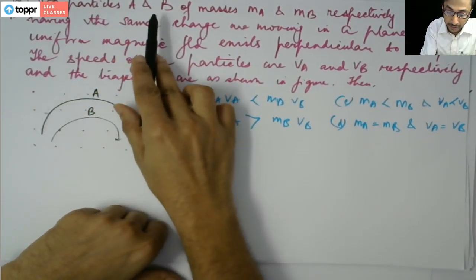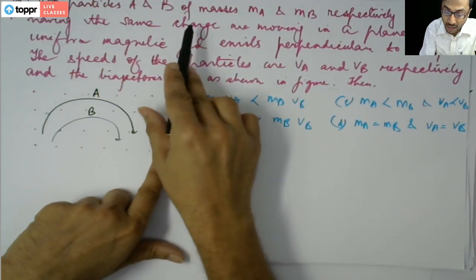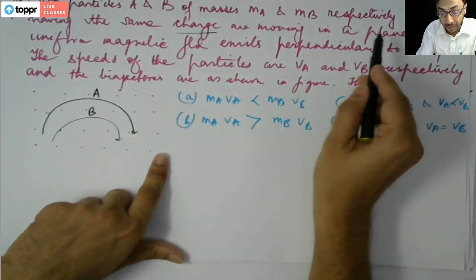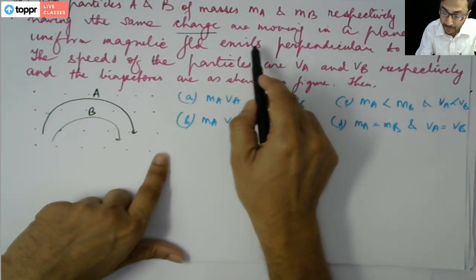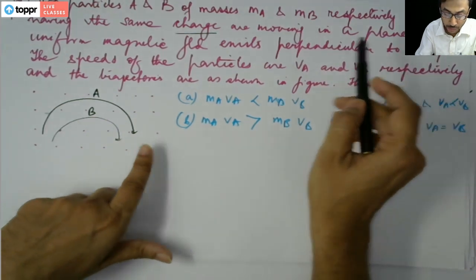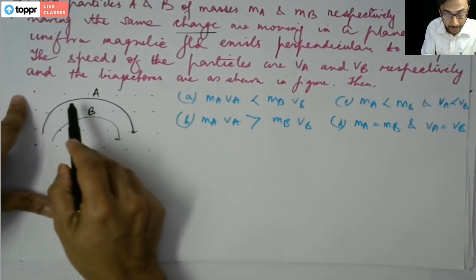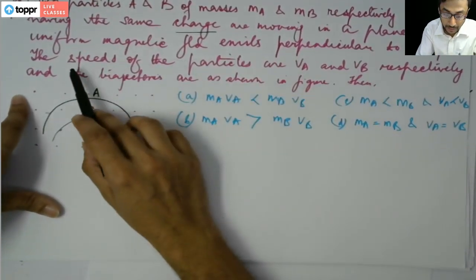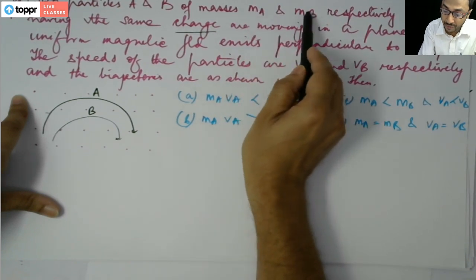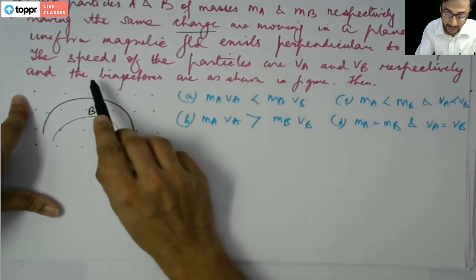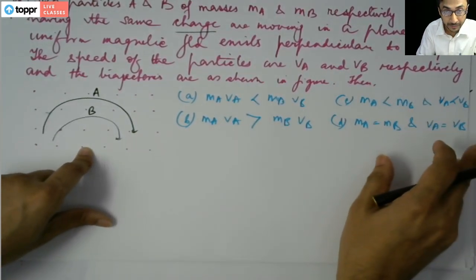Two particles A and B of masses MA and MB respectively and having the same charge are moving in a plane. Having the same charge. A uniform magnetic field exists perpendicular to this plane. Now see, in this case, the magnetic field is in which direction? Is in the upward direction, right? The speeds of the particle are VA and VB respectively. So they have different masses and they have different velocity. And the trajectories are as shown, right? Then you have to predict which will be the answer, right?